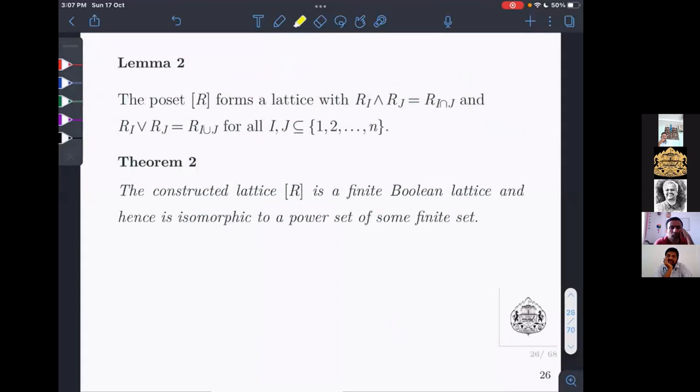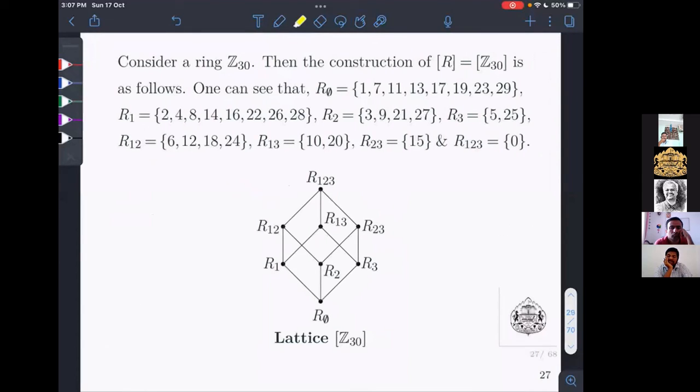One simple example I can look at is Z30. What is my square R? Now you can see, what is R_phi? R_phi is the set of all units. These are the units. Now, what is R1? Let me call my M1 to be, what are the maximal ideals? Maximal ideals are the ideal generated by 2, the ideal generated by 3, and the ideal generated by 5. These are the maximal ideals. So R1 will stand for elements which are in M1.